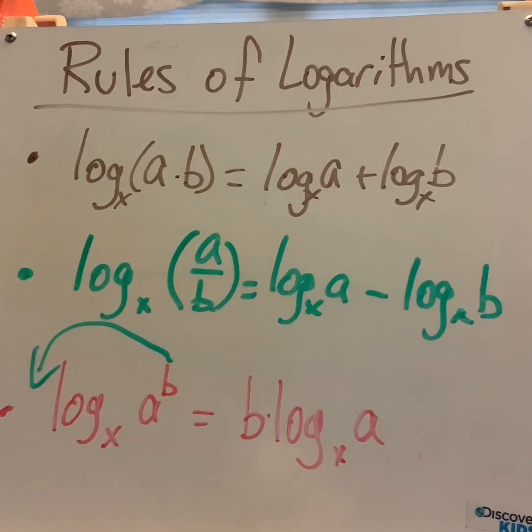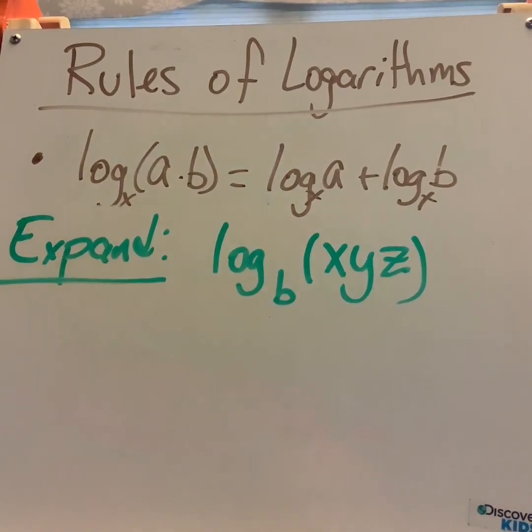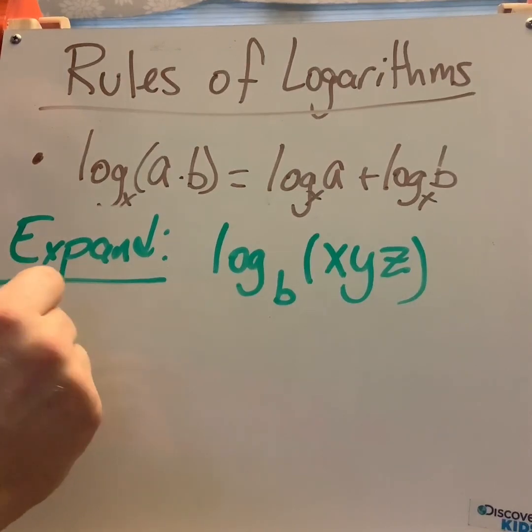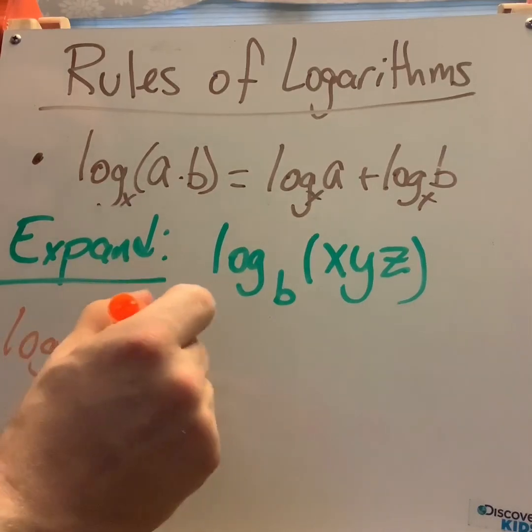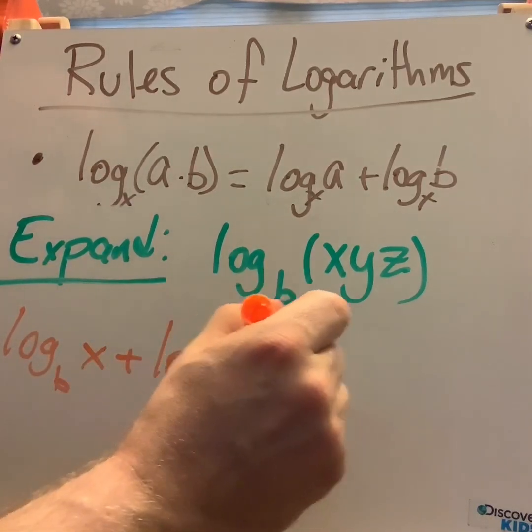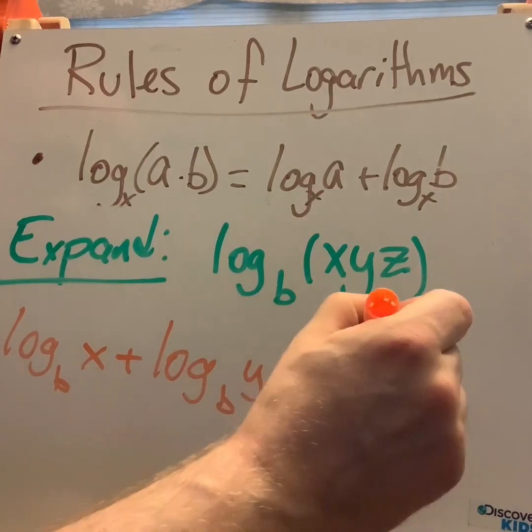Now, let's go and apply them. So here's our first rule, right? The product rule. We've got log base x of a times b equals log base x of a plus the log base x of b. So if you're told to expand the log base b of x times y times z, xyz is x times y times z. Well, using this rule, this is just going to become the log base b, that doesn't change, of x plus the log base b of y plus the log base b of z.